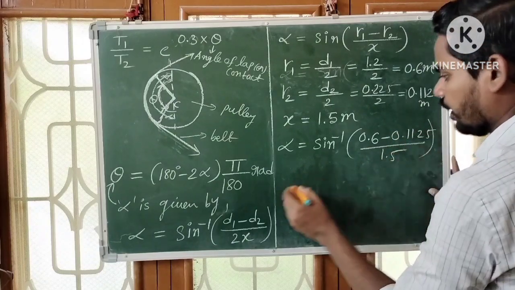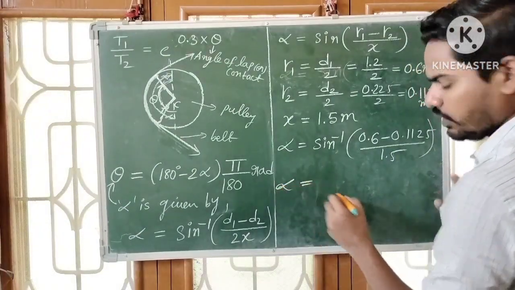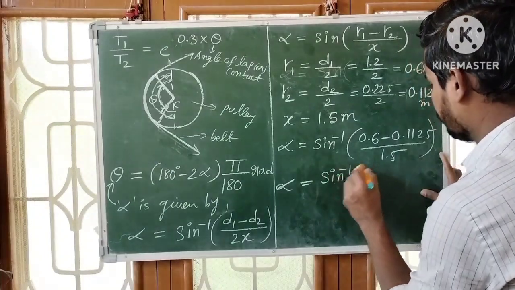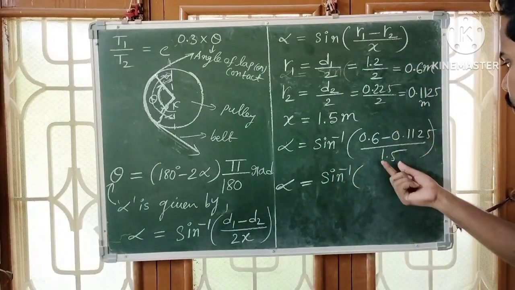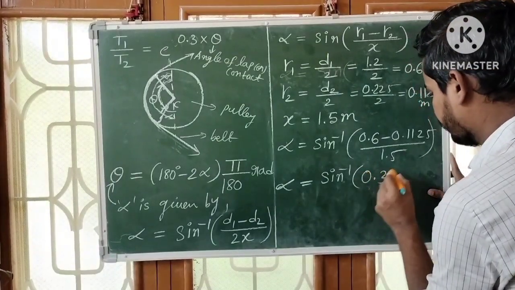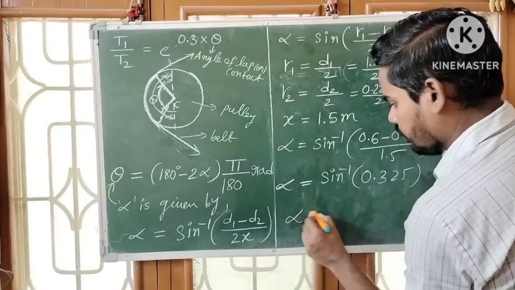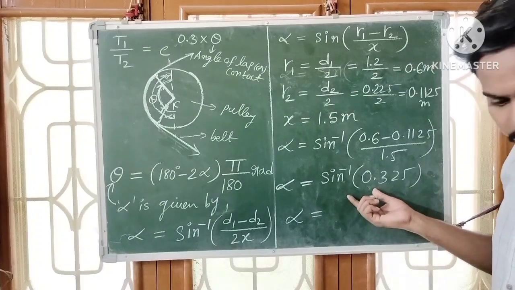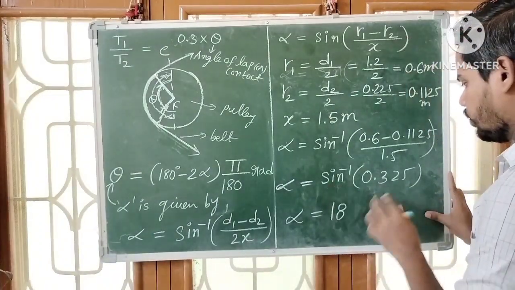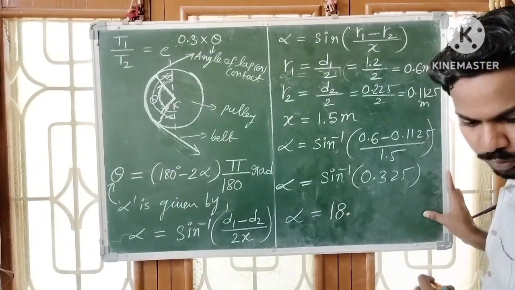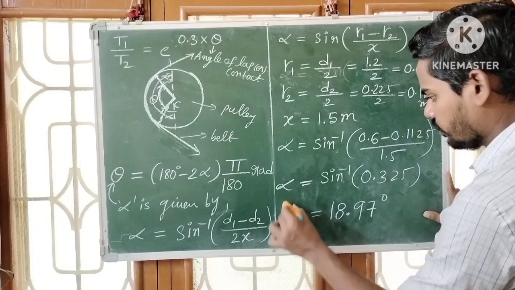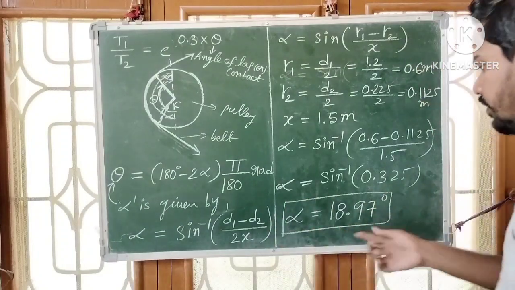First of all find alpha. Alpha is equal to sine inverse of 0.6 minus 0.1125 by 1.5. If you calculate, you will get 0.325 here. Now simplify this. So alpha is equal to sine inverse of 0.325, which is 18.97 degrees. So alpha is equal to 18.97 degrees.